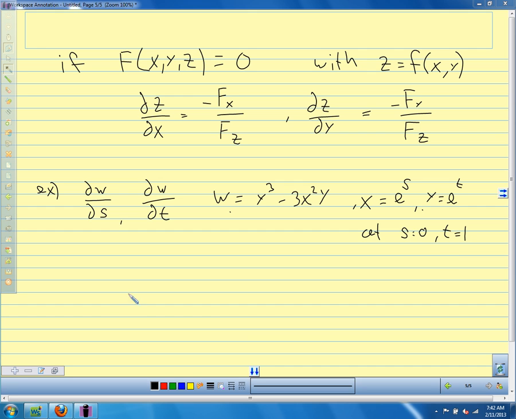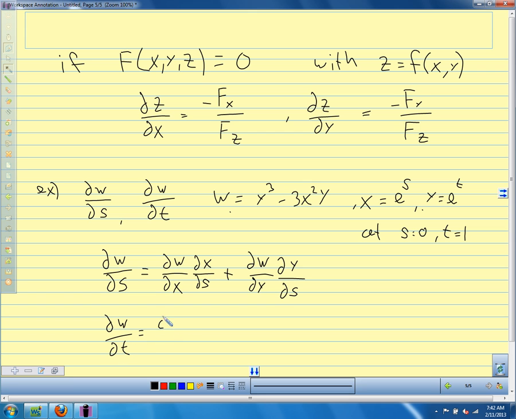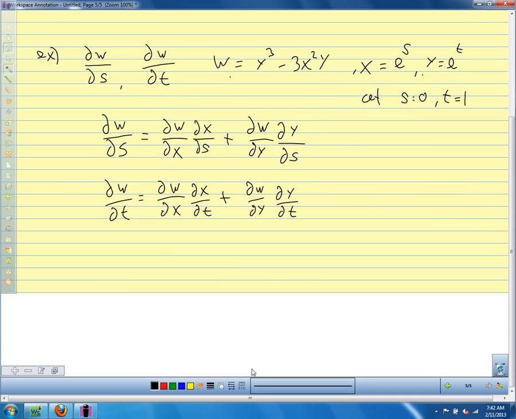So writing out our chain rule, the partial of w with respect to s is going to be what, using our chain rule? The partial of w with respect to x times the partial of x with respect to s, plus dw dy times the partial of y with respect to s. And dw dt, our partial with respect to t, is going to be similarly dw dx dx dt plus dw dy dy dt.